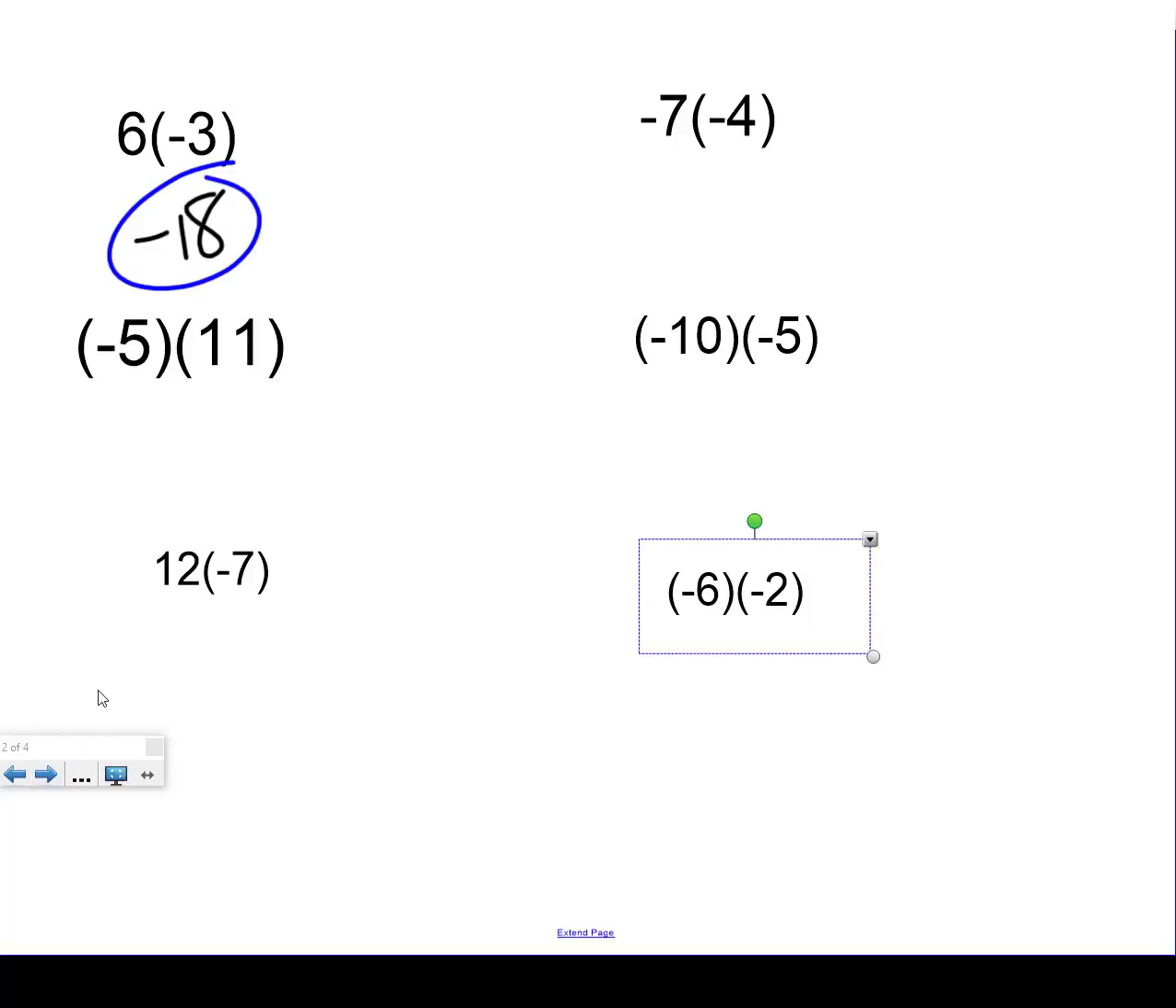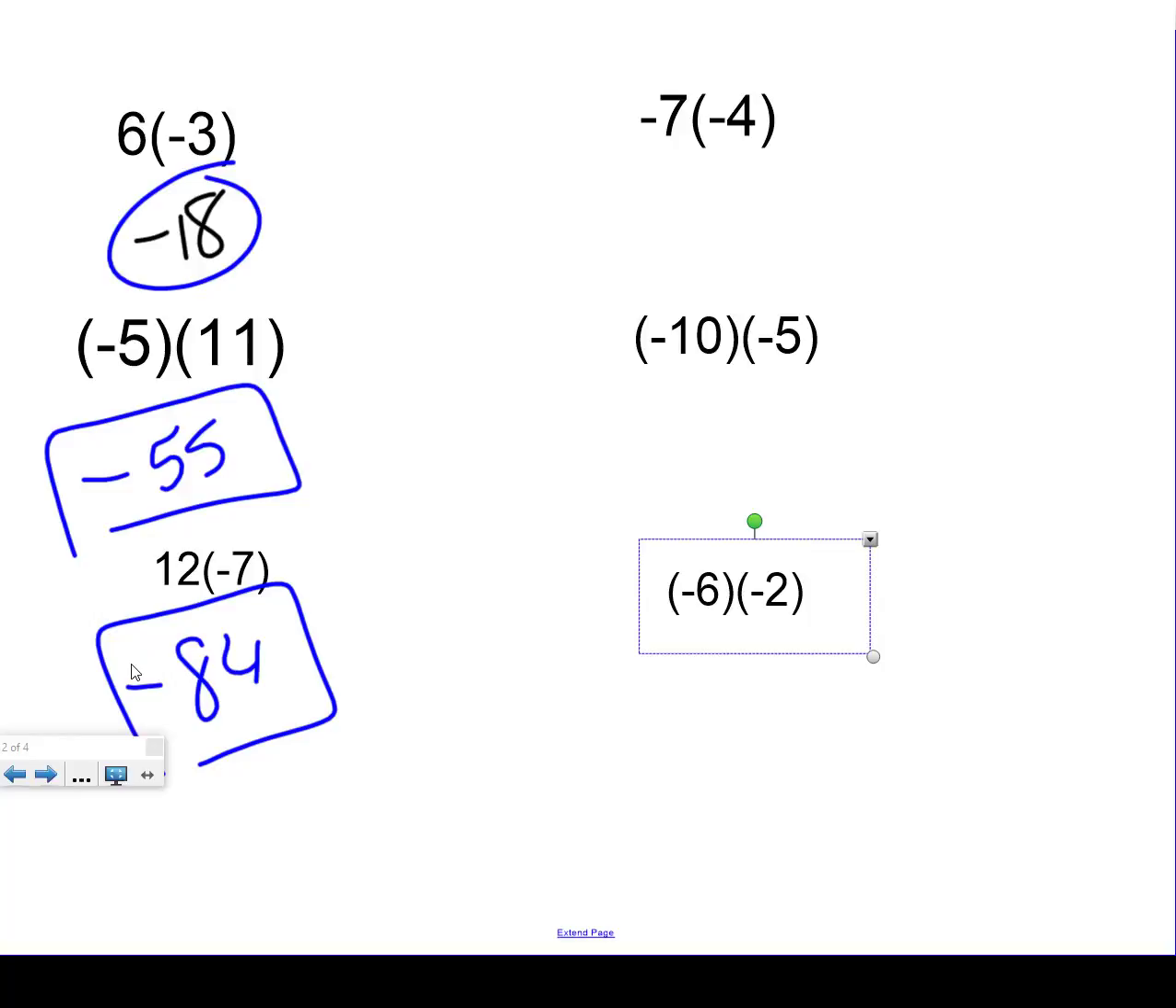The next one is -5 times 11. Signs are different, so it's negative. 5 times 11 is 55. I have +12 and -7. Signs are different. The answer is negative. 12 times 7 is 84.